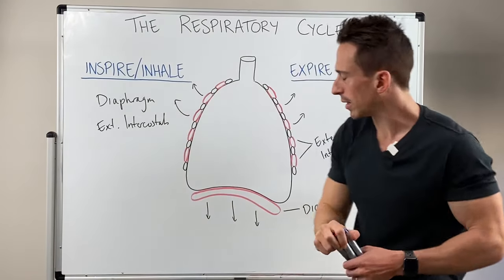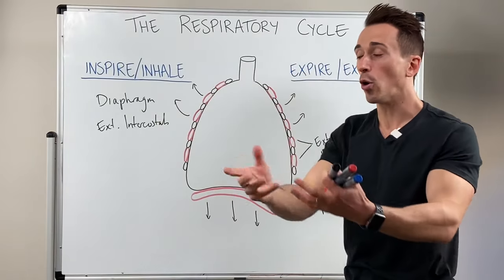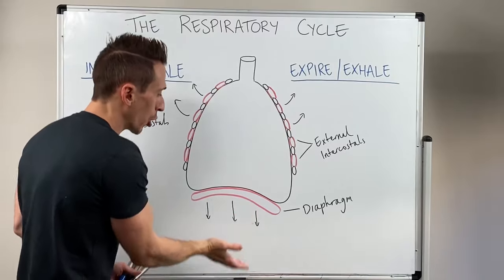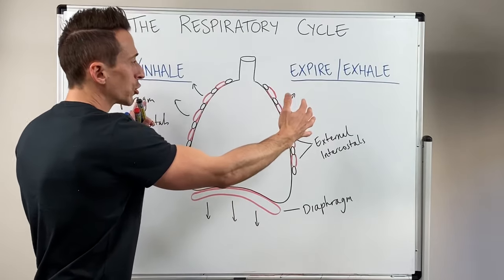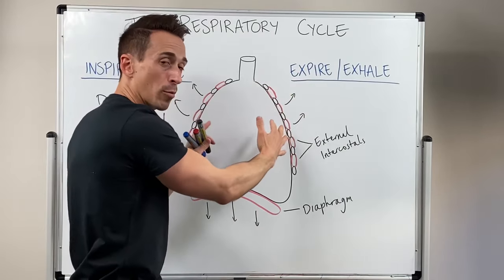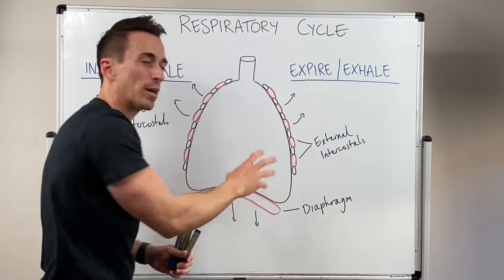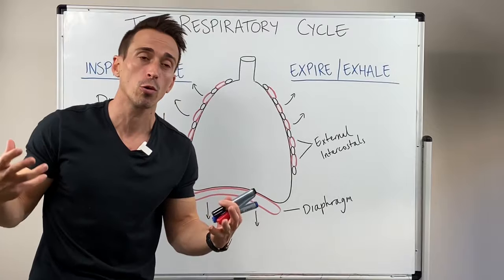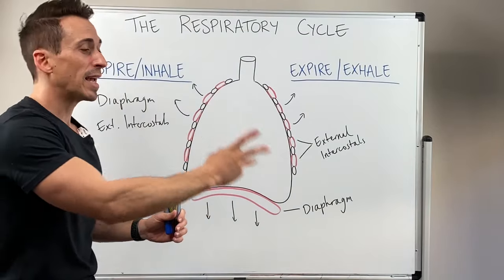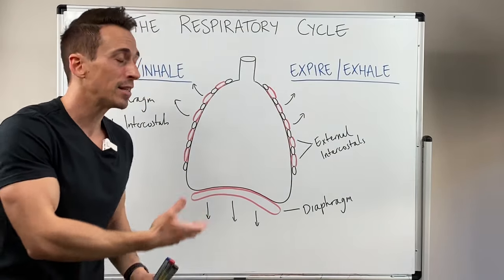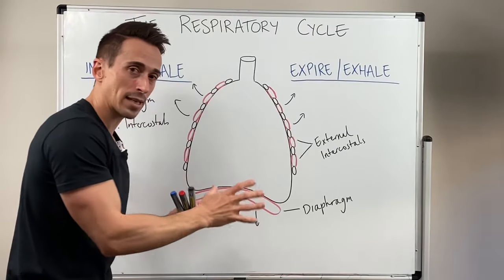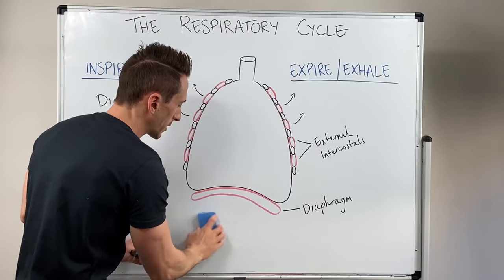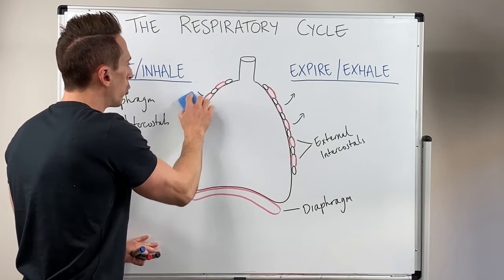Now, interestingly, when we want to expire or exhale, we just need to relax the diaphragm and it domes back up, relax the external intercostals and they go back, and because lung tissue is very elastic, it snaps back like an elastic band or a rubber band. And what this does is it brings out most of that air, simply due to relaxation. But what if we want to forcefully expire or exhale? Well, we need to recruit some more muscles.